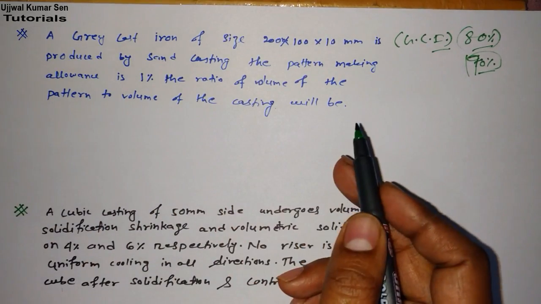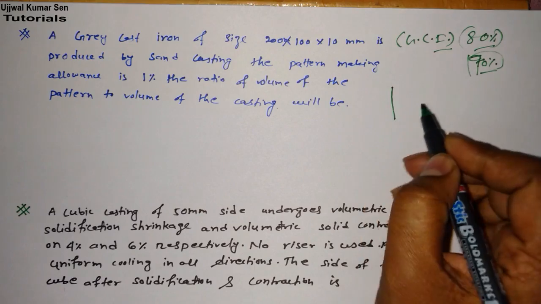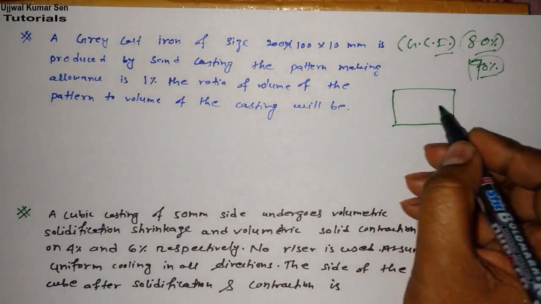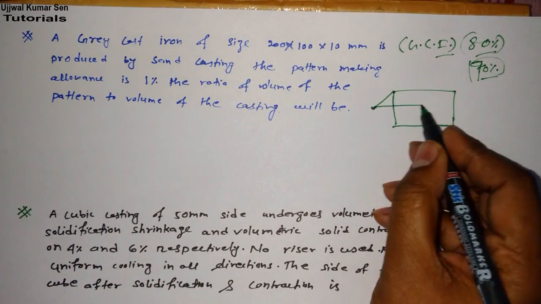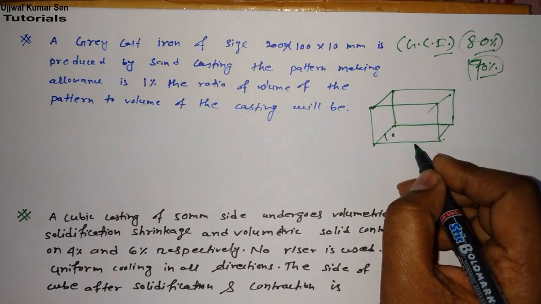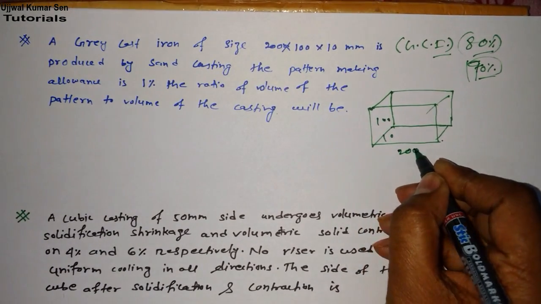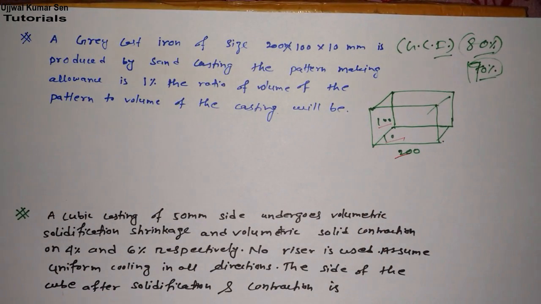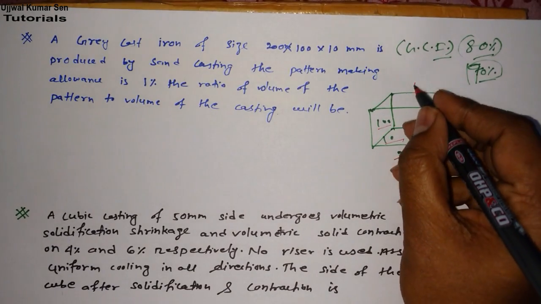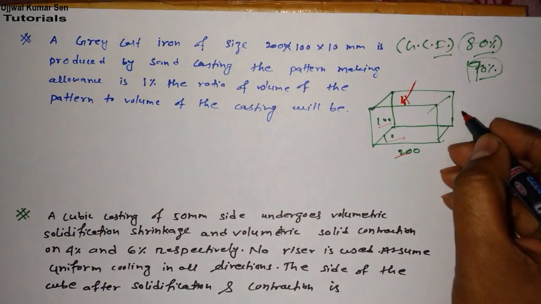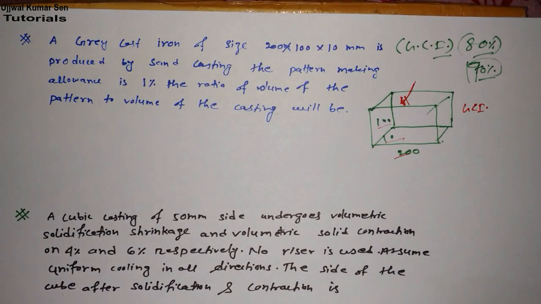What are they talking about? Suppose I am making a pattern, and the cast iron size is this. It's in 3D, so I could show it in 3D also. Suppose this is 10, this is 100 and this is 200. Let me use another color pen, that would be much better. So these are the things they have given. What they said is, for casting of this size of gray cast iron, what pattern should we make?